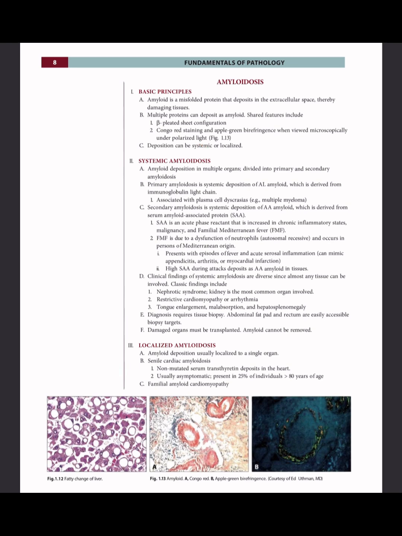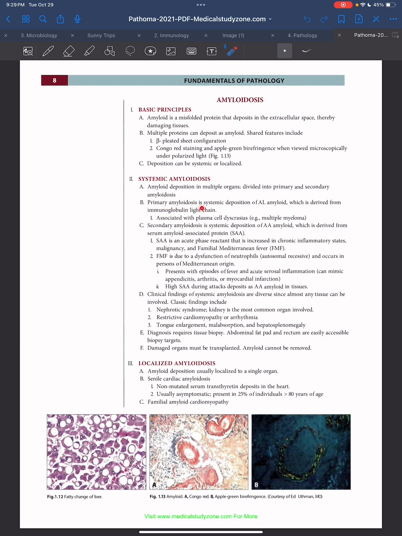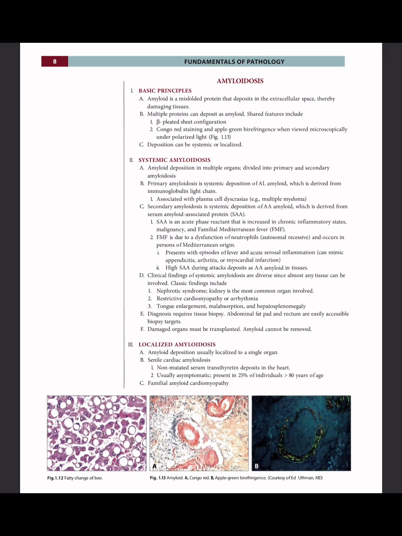Systemic amyloidosis. Amyloid deposition in multiple organs is divided into primary and secondary amyloidosis. Primary amyloidosis is systemic deposition of AL amyloid, or amyloid light chain, which is derived from immunoglobulin light chains. Associated with plasma cell dyscrasias, for example, multiple myeloma.